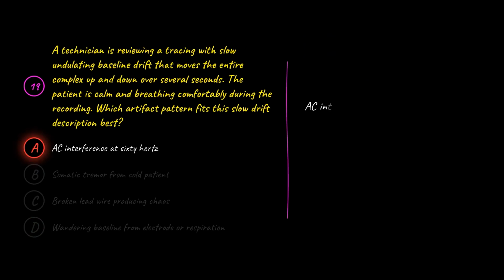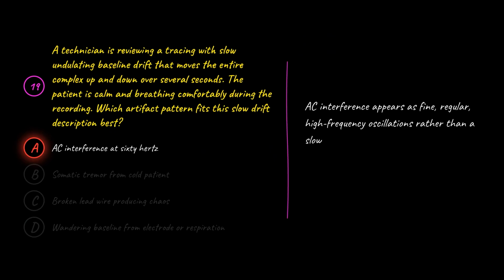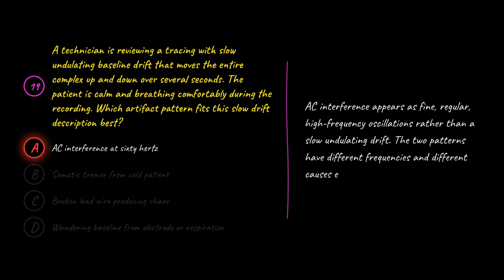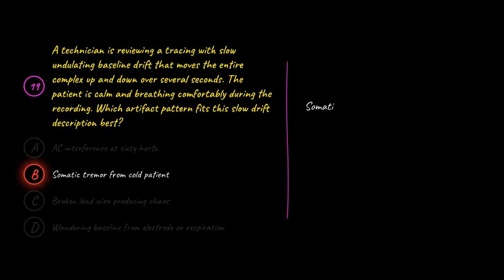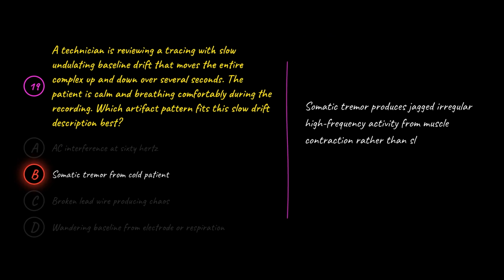A is wrong because AC interference appears as fine, regular, high-frequency oscillations rather than a slow, undulating drift. The two patterns have different frequencies and different causes entirely. B is wrong because somatic tremor produces jagged, irregular high-frequency activity from muscle contraction rather than slow baseline drift. Tremor and drift look distinctly different on the tracing.